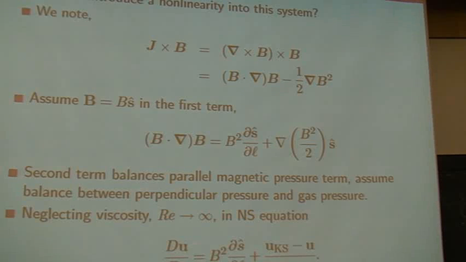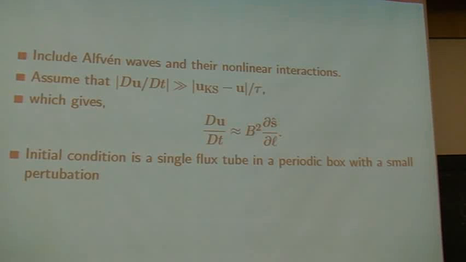We take this and we pop it into the Navier-Stokes equation, where we've assumed no viscosity. Our pressure is balanced with the perpendicular component of this magnetic pressure term. We've got the advective derivative here, and we've got this sort of forcing term, which is trying to make the flow like the KS flow. And now we're going to consider two limits of the non-linearity. In the first limit, we're going to allow waves to propagate, so we're going to allow velocity fluctuations, and we're going to say that they're much larger than this forcing term here. So we just get down to du/dt equal to B squared times the local curvature.